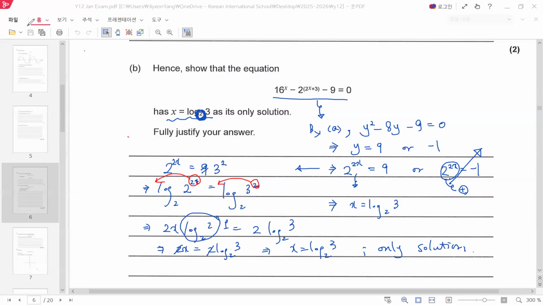So if there are connected questions A, B, C, then normally they ask you to use the result from the previous question, okay? So please keep in mind and try to connect the next question to the previous question. Let's move to the next question.